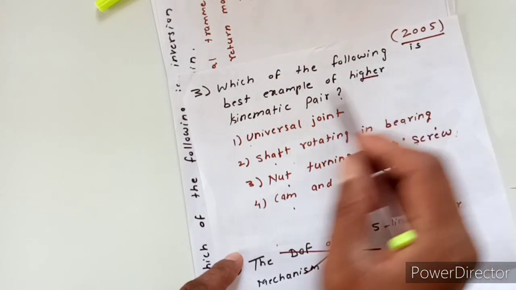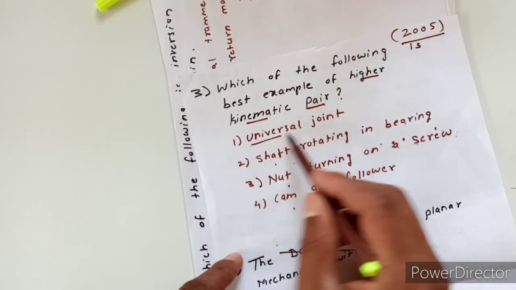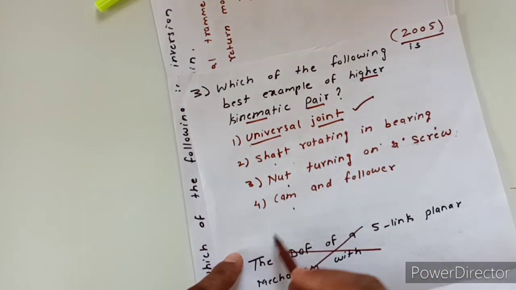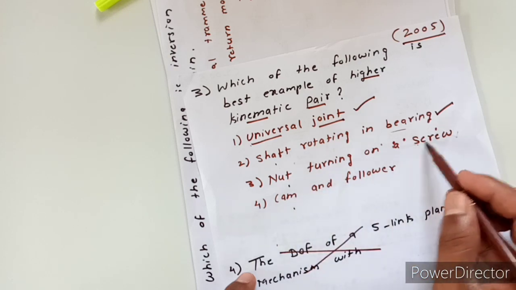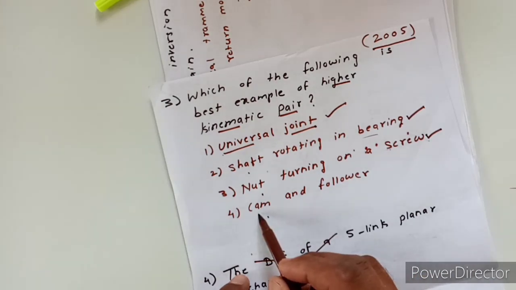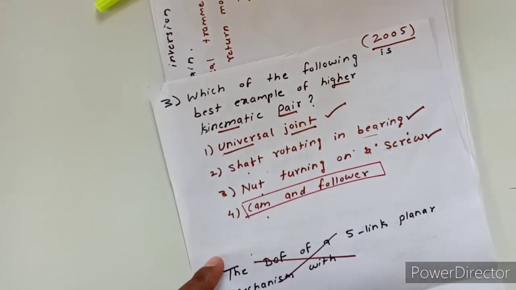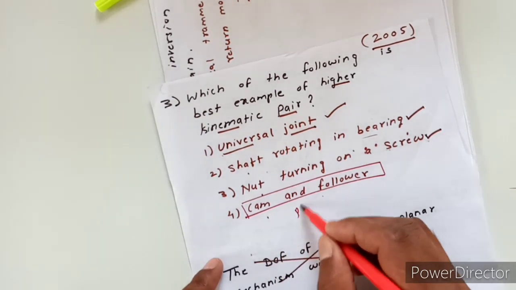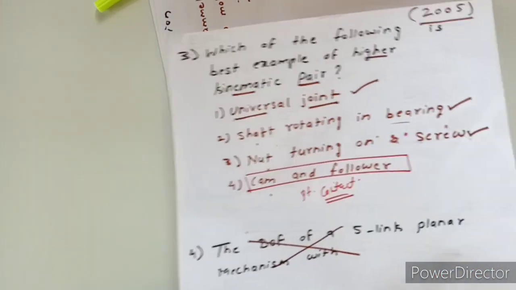Now we know that higher pairs are the pairs having the point contact or line contact. In case of universal joint, this is the lower pair. Shaft rotating in a bearing has surface contact, so this is also the lower pair. Nut turning on a screw forms a screw pair, and we know that screw pair is also the lower pair. Now cam and follower has the point contact, so the correct answer is option number 4, cam and follower. Cam and follower is the higher pair because it has point contact or line contact in some cases.